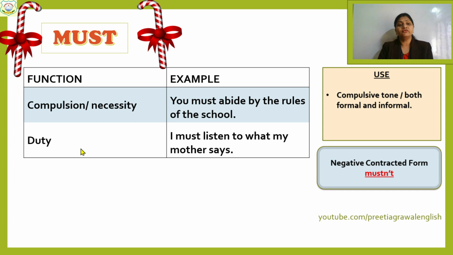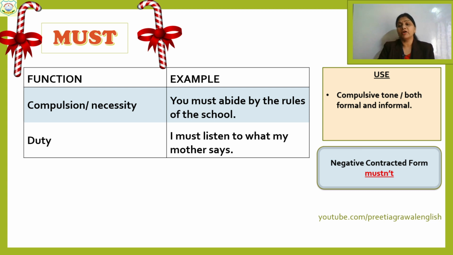For duty also we use the same modal must. I must listen to what my mother says. So this is your duty to listen to your elders, whether it is your mother, father, teacher or any elder. So for duty also we use this modal must. So it has a compulsive tone. Compulsive tone means compulsory things are expressed by the modal must.